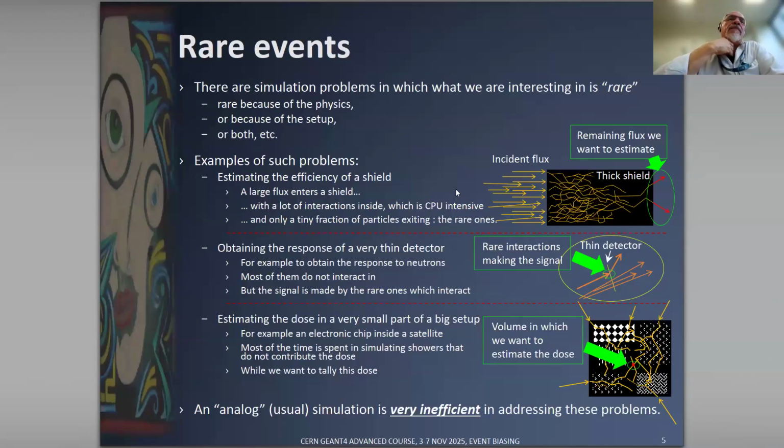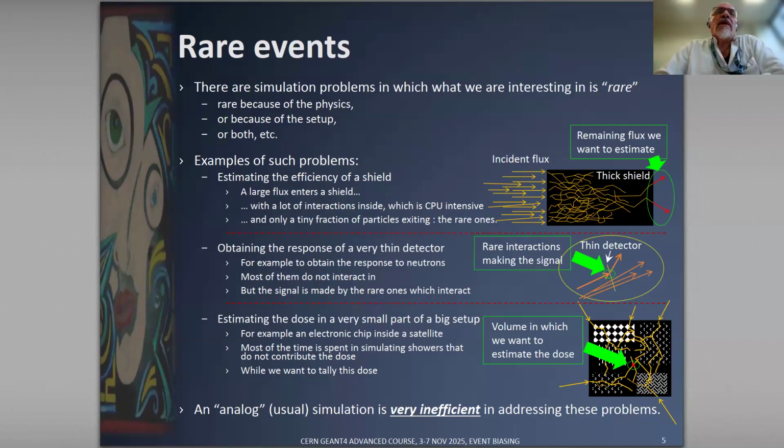So there are simulation problems in which the events we are interested in are rare. They can be rare because of the physics, or because of the geometrical setup, or in general rare because of the two. Let me give you some examples of such problems.